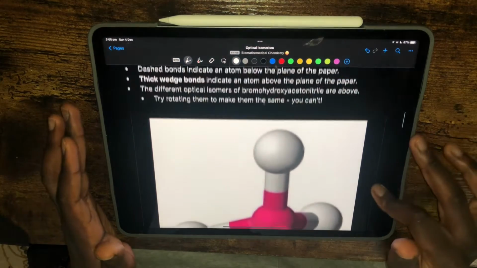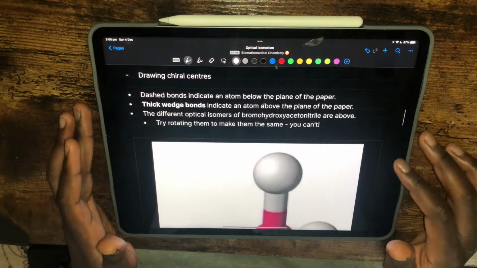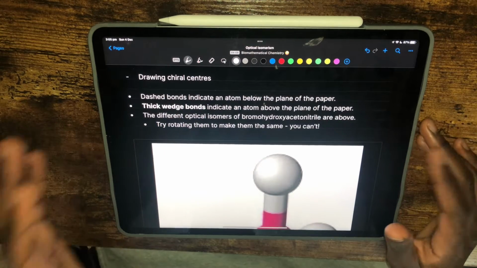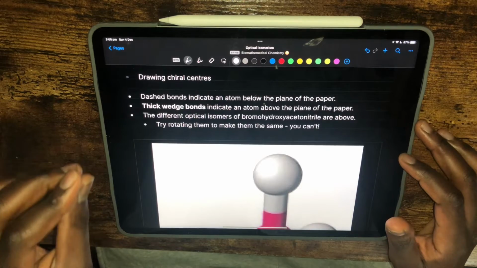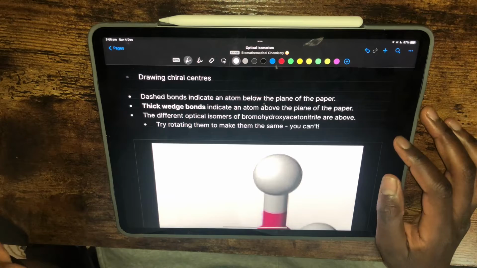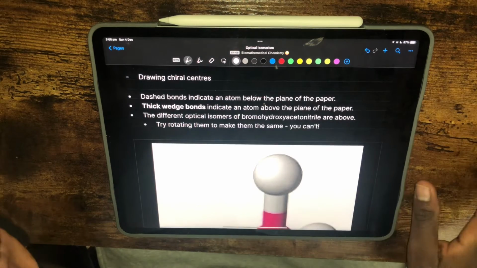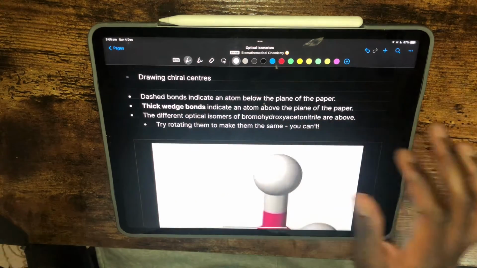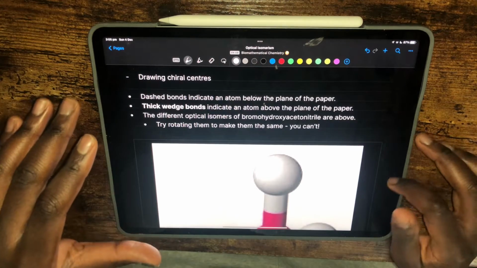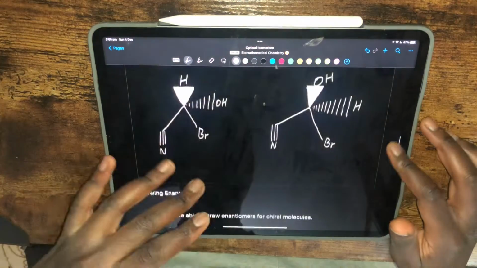But there's a much easier way that you can represent 3D shape, and that's by drawing the right type of bonds to represent that compound. So, for example, if we have a bond that's going behind the plane, we can represent it by dashed lines. So dashed bonds indicate an atom below the plane of paper, right? So I've got a couple of examples here.